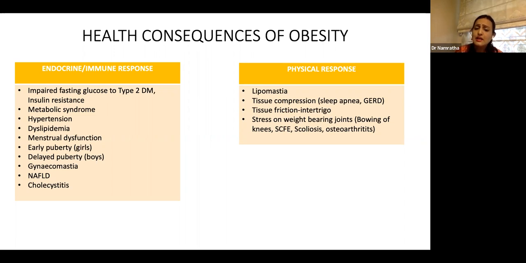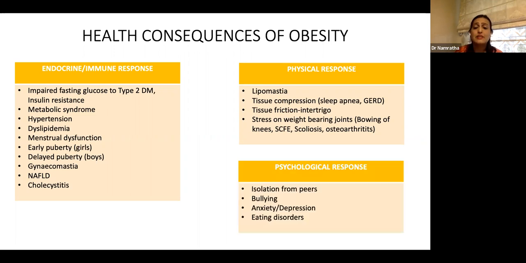The other, more hidden symptoms could be the psychological response. These children can be brought to a psychologist or a psychiatric clinic with complaints of anxiety or depression due to isolation from peers, bullying, or disordered eating. So these could be the different reasons why an obese child could be brought to the clinic.